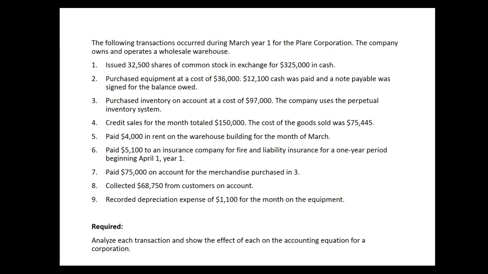Now, the following transactions occurred during March, year 1, for the Player Corporation. The company owns and operates a wholesale warehouse. So it gives us a list of transactions that happened, and then what we're going to do is analyze each of these transactions and show the effect of each on the accounting equation for a corporation. So let's just take the first one.